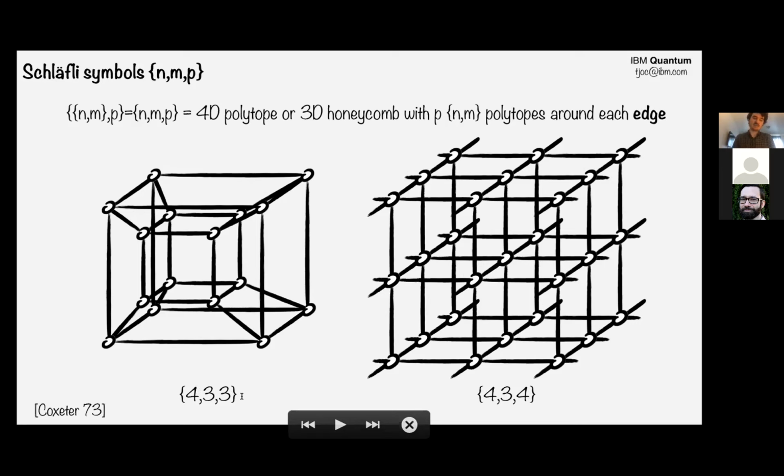Well, a 4-3-3 is a hypercube, a tesseract, because around each edge you have 3 cubes. So if you look at, say, this edge here, it has the top cube, this middle cube, and the front cube around this edge, right? And unsurprisingly, you can keep increasing the number of labels for these Schlafli symbols, and you're going to get higher and higher dimensional objects.